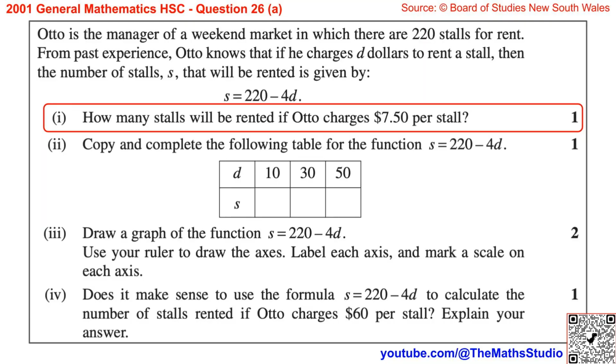Question 26, Part A. Otto is the manager of a weekend market in which there are 220 stalls for rent. From past experience, Otto knows that if he charges D dollars to rent a stall, then the number of stalls, S, that will be rented is given by S equals 220 minus 4D. Part 1. How many stalls will be rented if Otto charges $7.50 per stall?